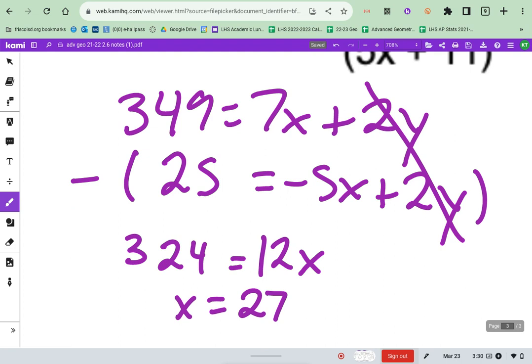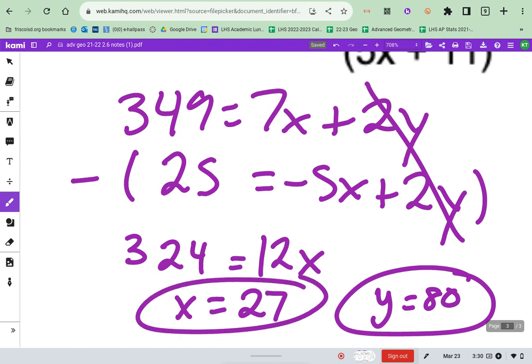So once you get x, we can just plug into any of our equations and solve back for y. So I'm going to do 7 times 27. So I get y is 80. Do you agree? Anybody? Yes. Okay, great.